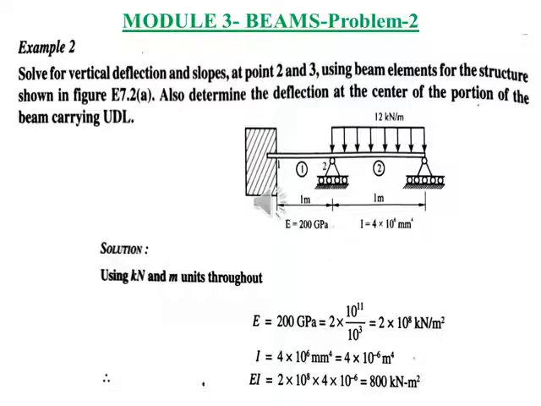So E is nothing but 200 gigapascals, so 2 into 10 power 11 by 3, that is 2 into 10 power 8 kilonewton per meter square. I is 4 into 10 power minus 6 meters to the power 4. So E into I will give us 800 kilonewton per meter square.